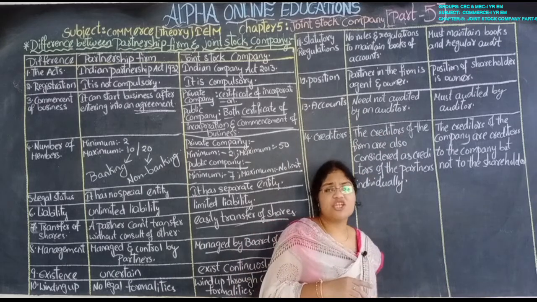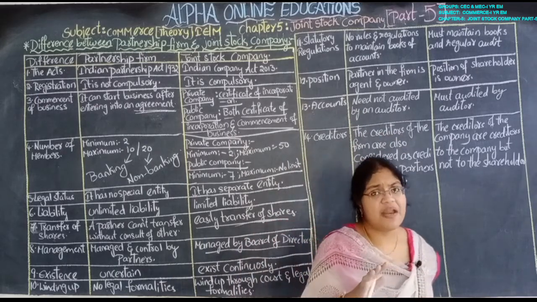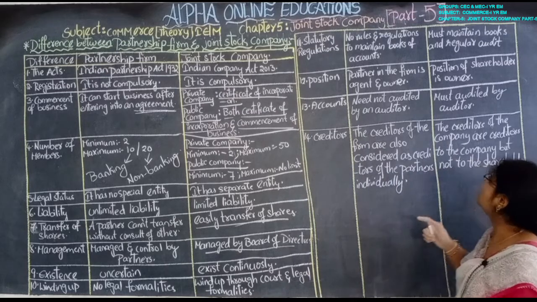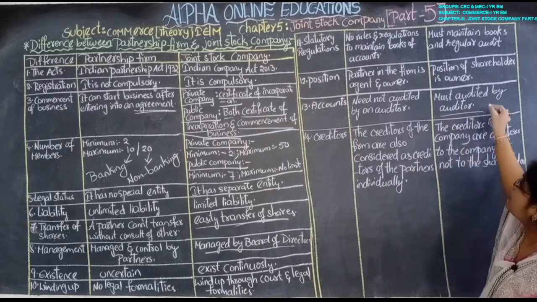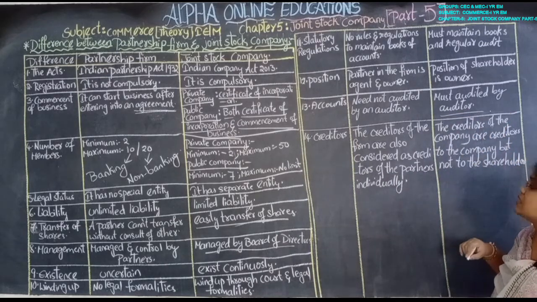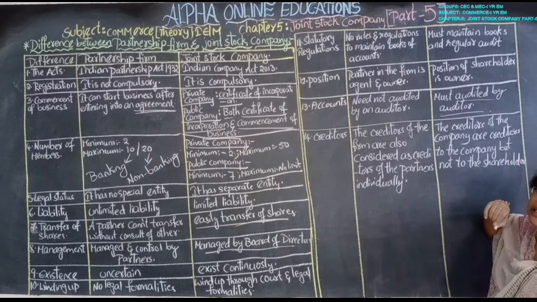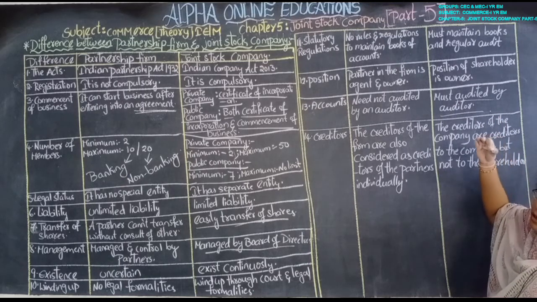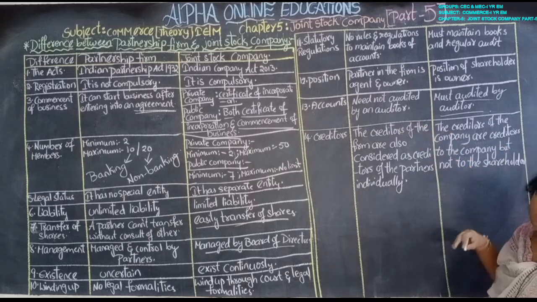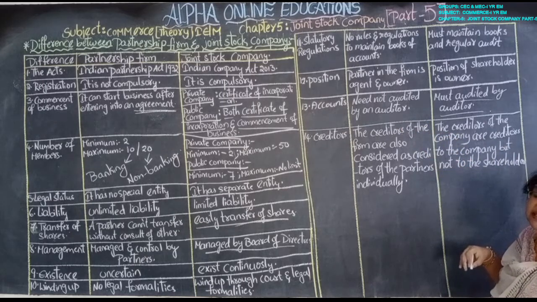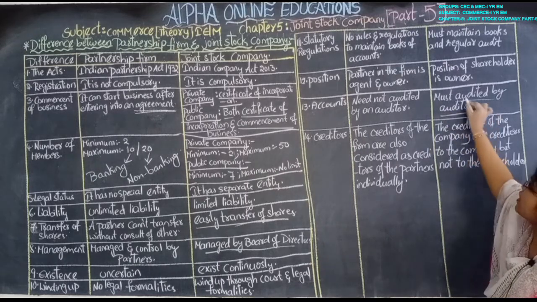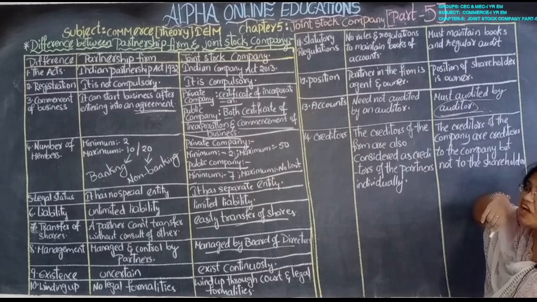So partnership firms have no need to get their accounts audited, okay. But in case of a joint stock company, they have to get their accounts audited with the auditor. It is mandatory, it is necessary, it is in the law. As per the Indian Companies Act 2013, it is completely mandatory to get their accounts audited with the auditor. It may be a chartered accountant.